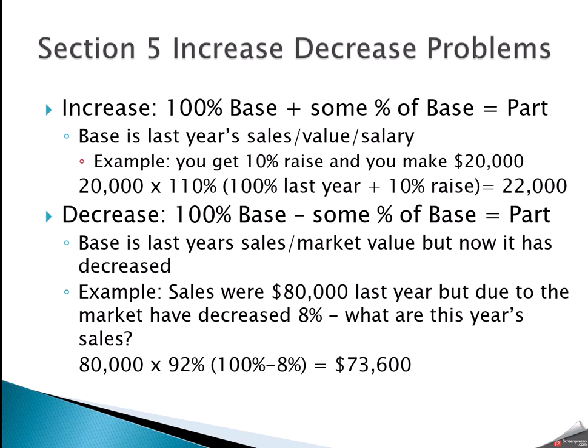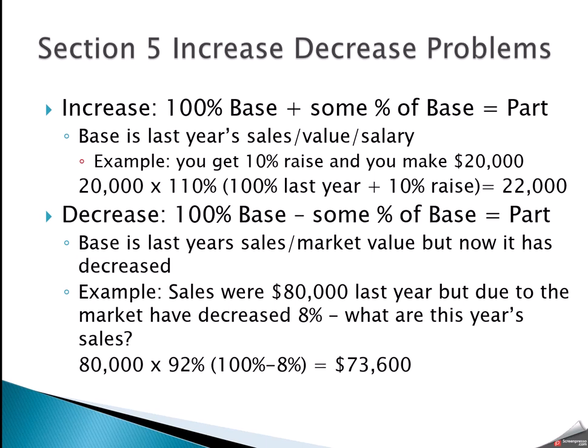The final section, section 5, is the hardest one, and it's because students shortcut it. So I'm asking that you don't shortcut it. What you've got to do is read it carefully. There'll either be increases or decreases. So what you'll have is 100% of last year's, and then it's either going to increase, so you'll have a percent that's added to the 100%, or it's going to decrease and you'll have a percent that's subtracted. So if last year you made $20,000 and you get that 10% raise, and you want to calculate what your new salary is, it's going to be the 100% plus the 10% times that base, which will give you your new salary.